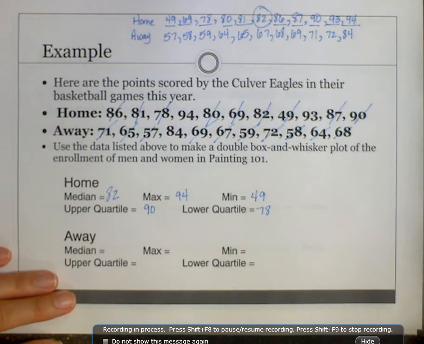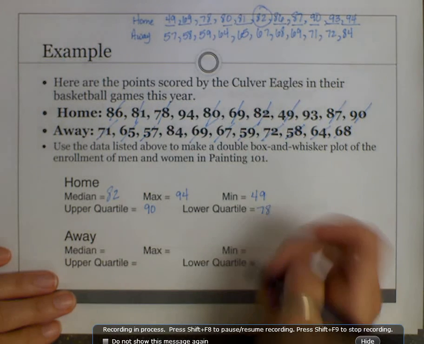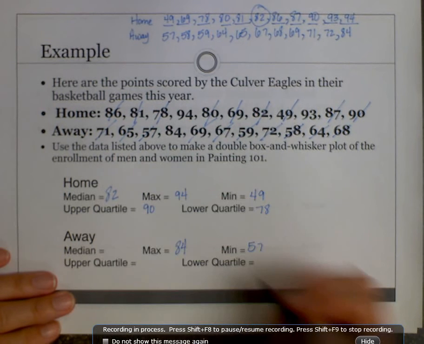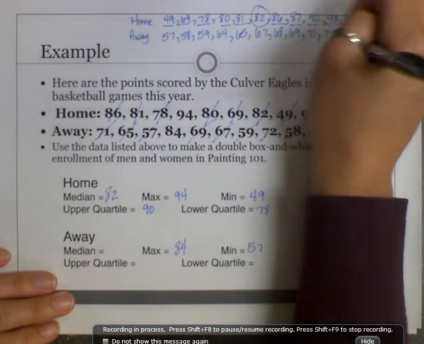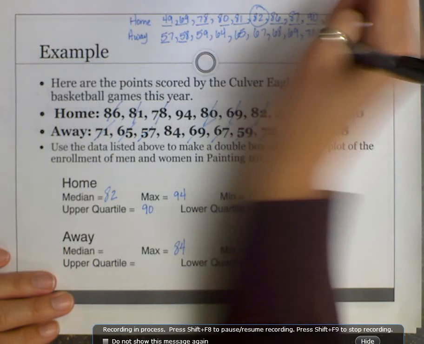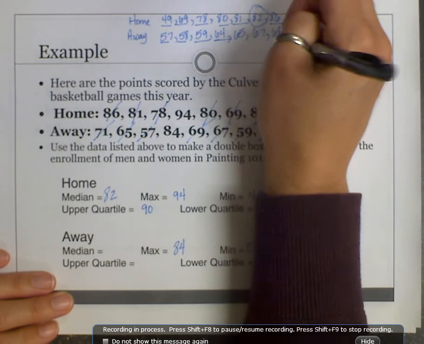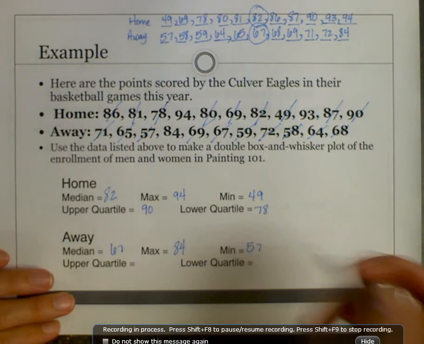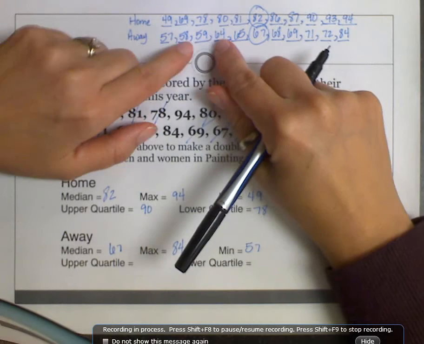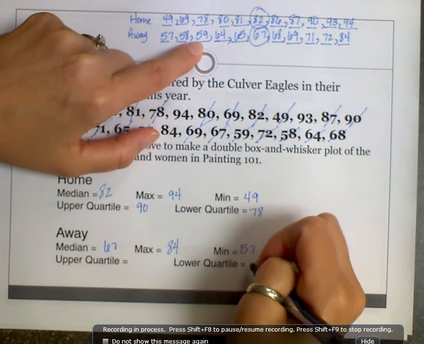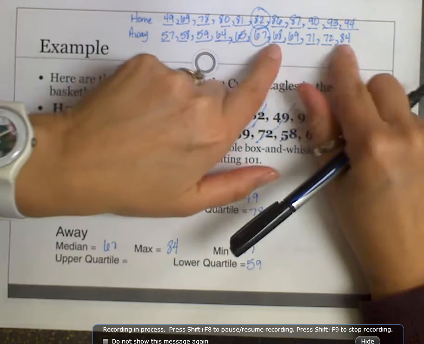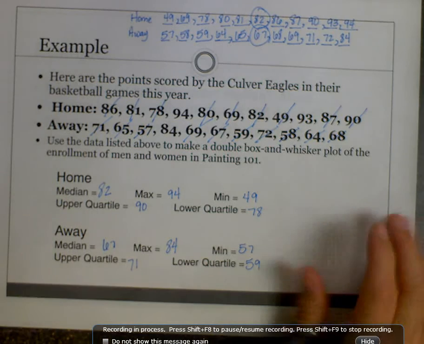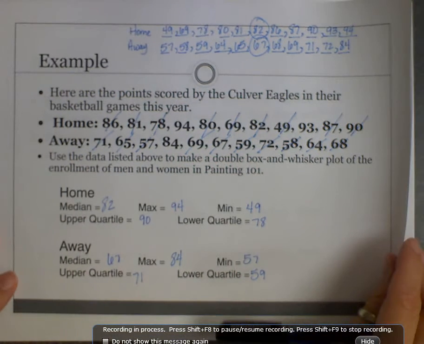Okay, what do we know? We know that the minimum number is 57 and that my maximum number is 84. At this time we need to find the middle number, 67. Discarding that middle number and looking for the next middle numbers, we have a 59 for the lower quartile and a 71 for the upper quartile. We're going to need this data to make our double box and whisker plot on the next page.